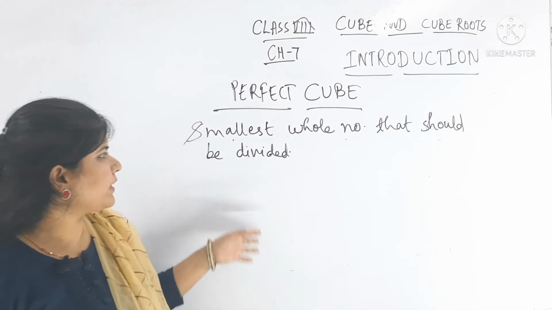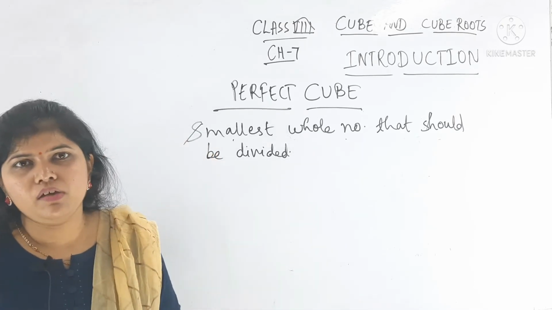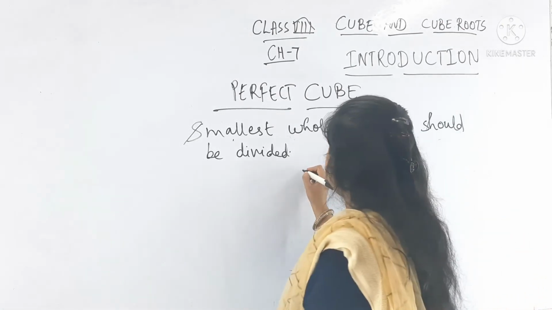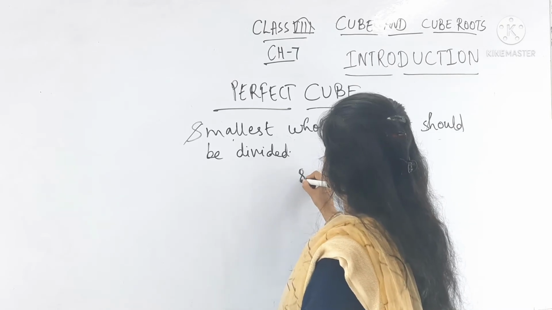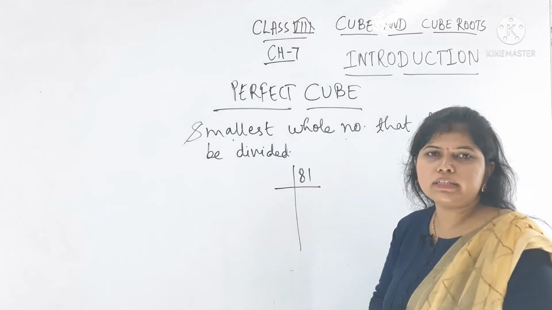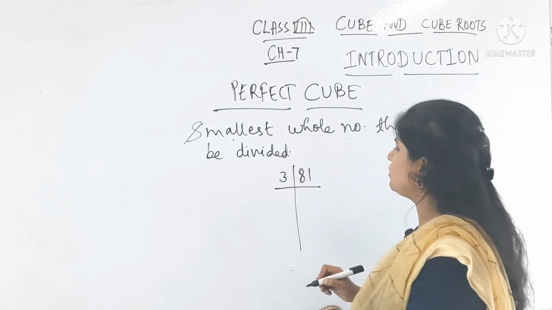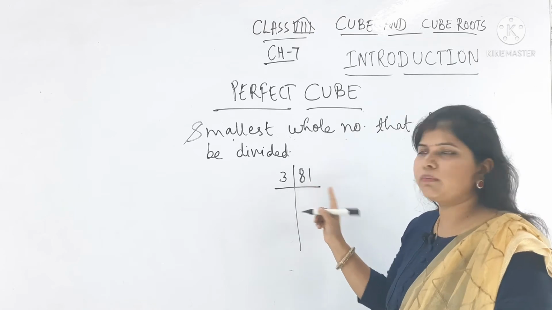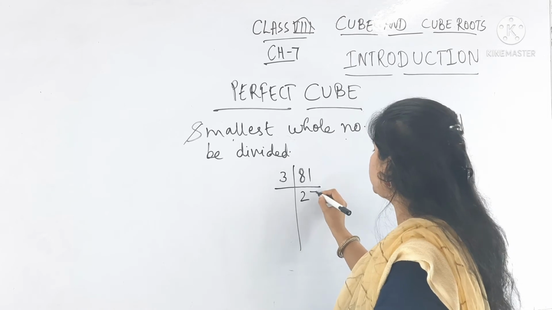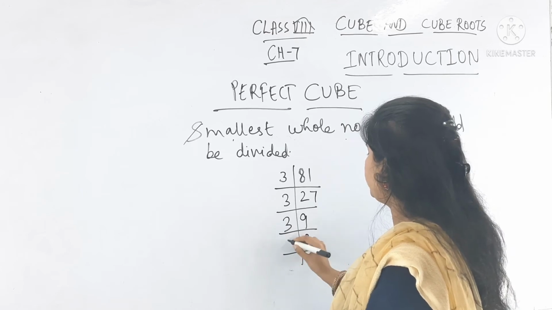Okay students, let's see the next topic: the smallest whole number by which a number should be divided if it is not a perfect cube. Let's take one example, 81. For 81, 8 plus 1 is 9, so it can be divided by 3. For checking the divisibility test of 3, you have to sum the digits, right? So 3 2s are 6, 3 7s are 21, 3 9s are 27, 3 3s are 9, and 3 1s are 3.